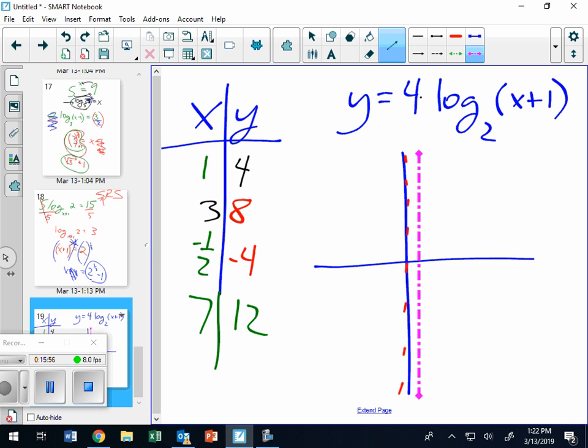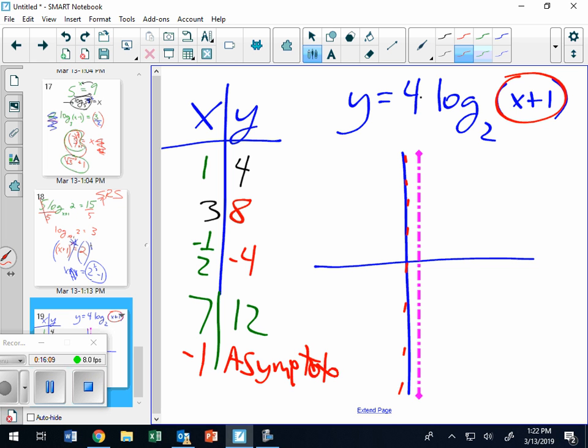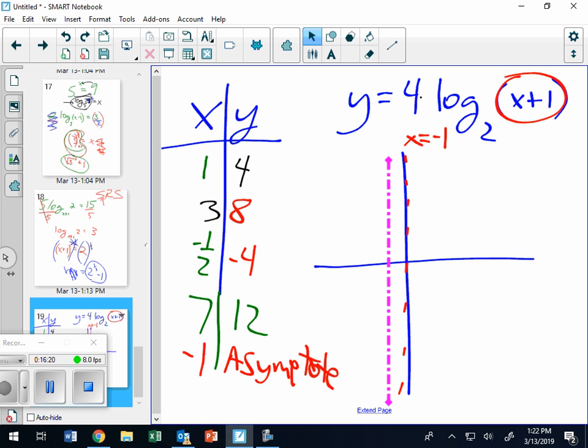Get what just happened there? It's whatever makes this equal 0. That's another way to say it. So if I put in a negative 1, I get the asymptote. Another way to say that is x equals negative 1 is the asymptote. Did I screw that up? I moved to the right. You're right, it's left. Dang it. Okay, so then it's x equals negative 1. So whatever makes the inside 0, so negative 1 is the asymptote. I just had the pink line in the wrong spot.